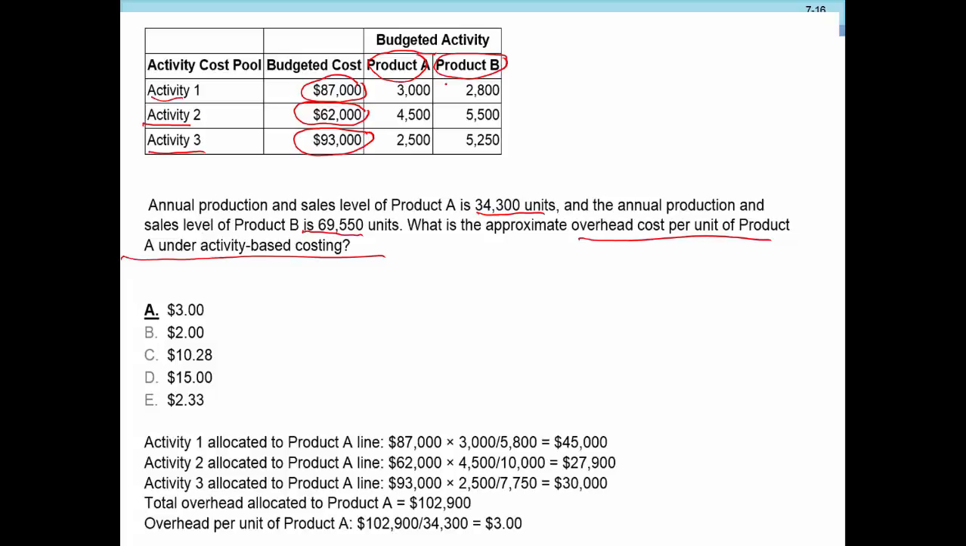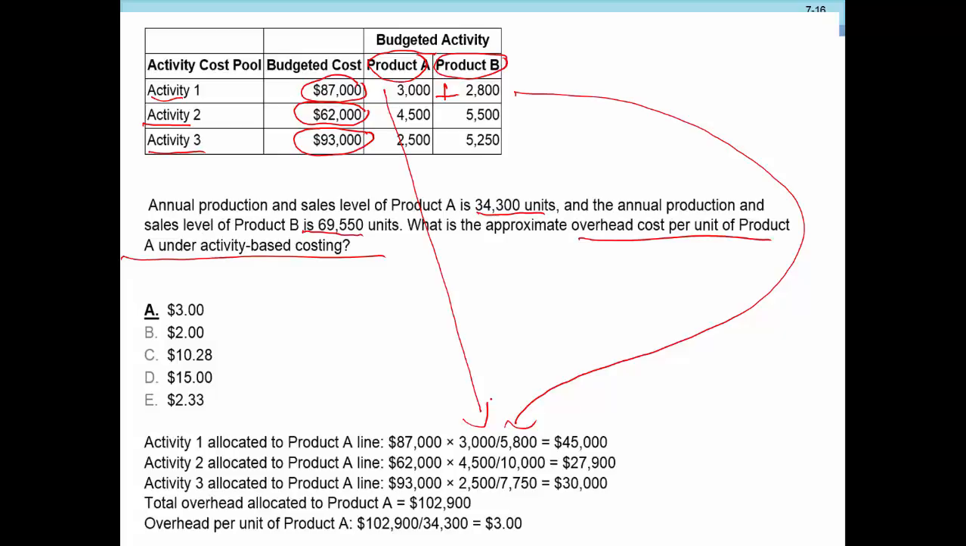For activity 1, we take 3,000 plus 2,800. That gives me 5,800, and that's the base. How much does product A use? Product A uses the 3,000, don't they? So there's my allocation base, and the total for activity 1 is 87,000. I bring that down. There's my allocation to product A of activity 1. Allocating by activity, instead of with a factory-wide or departmental level rate like we were using, is much more accurate, isn't it?